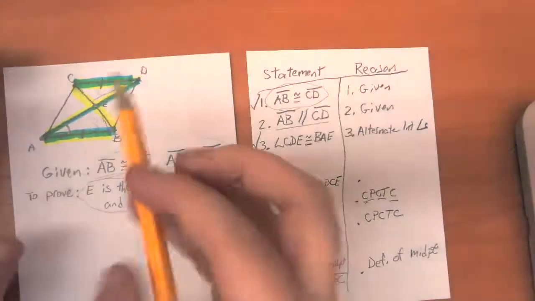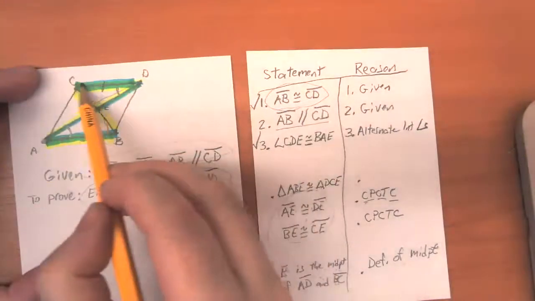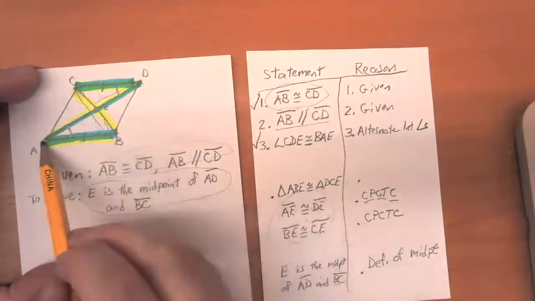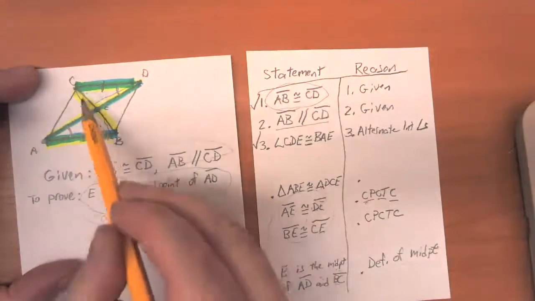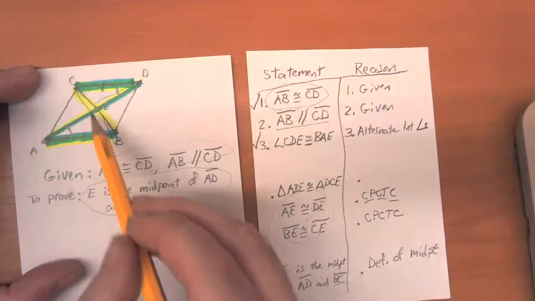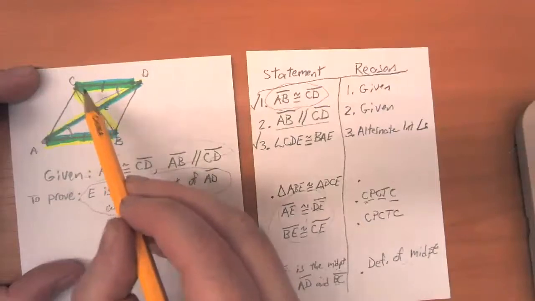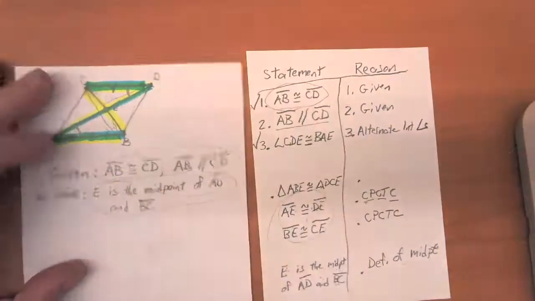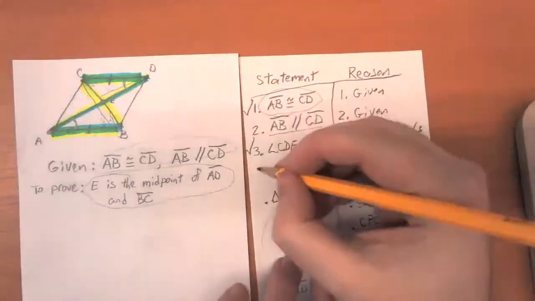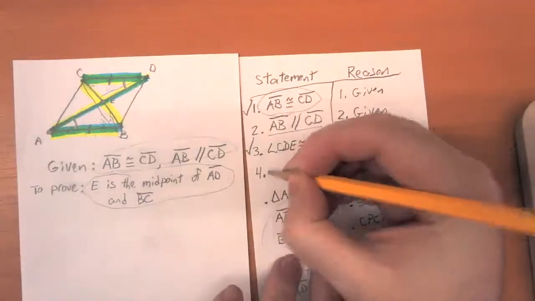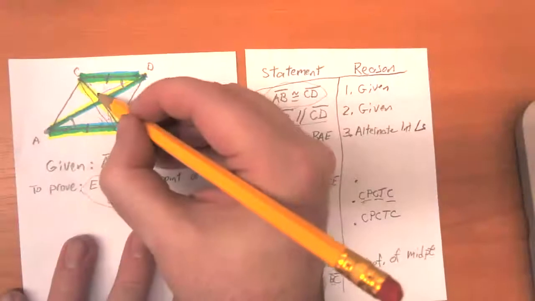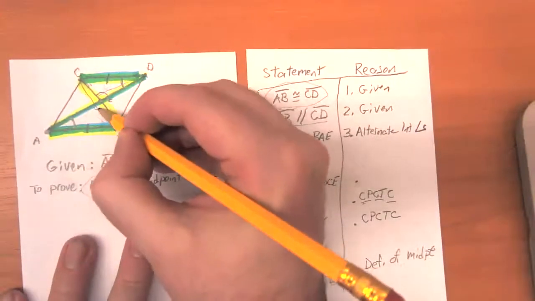Well, it turns out there's a couple. If I had drawn this backward Z with this diagonal here, these are also alternate interior angles: this angle here, where C is the vertex, and this one here where B is the vertex. You could have done that, but I'm going to look at these two angles right here.